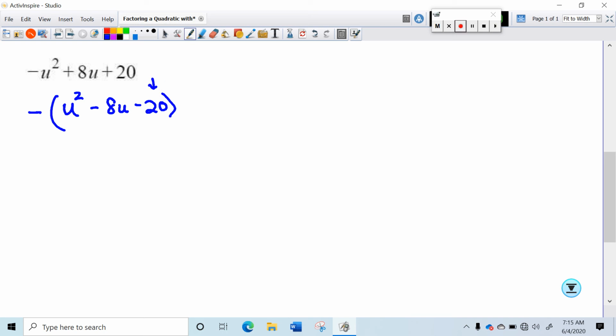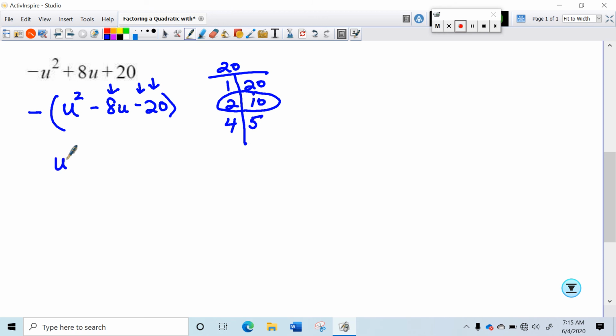Okay, I want the factors of 20 that when I subtract them equal 8. So the factors of 20, 20 divided by 1 is 20, 20 divided by 2 is 10, 3 doesn't work, 20 divided by 4 is 5, and you're repeating. Now I want to subtract to get 8. So 10 take away 2 gives me 8.